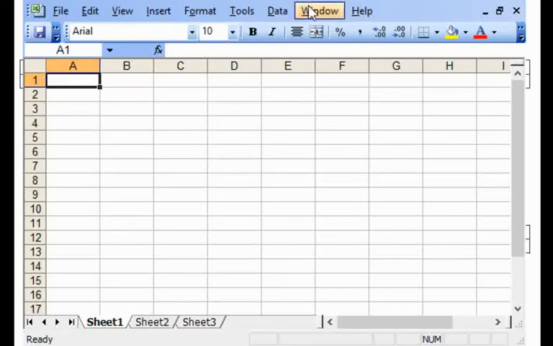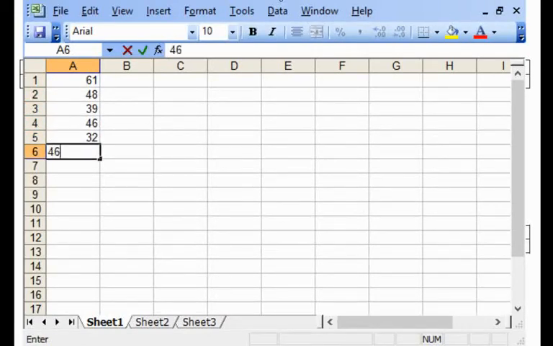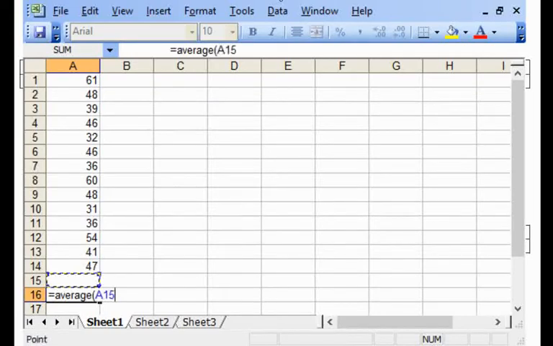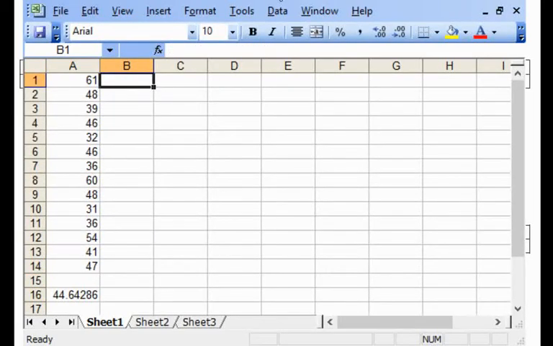So what I'm going to do first is take all of those values that I have and write them down. So I'm going to write down 61, 48, 39, 46, 32, 46, 36, 60, 48, 31, 36, 54, 41, and 47. And I'm going to then find out what the average of this is, or the mean. So I'll just do the quick way of doing that. My mean is 44.64286.